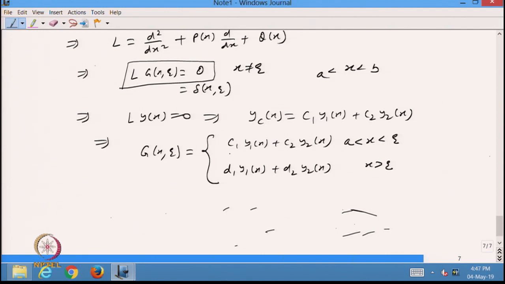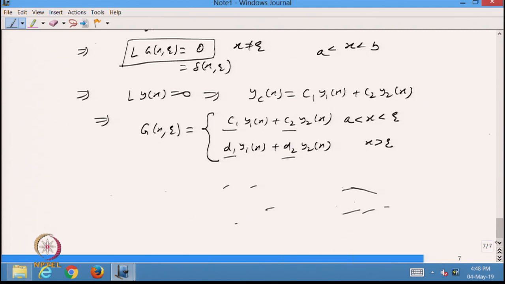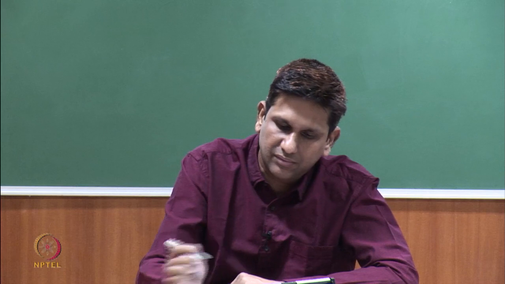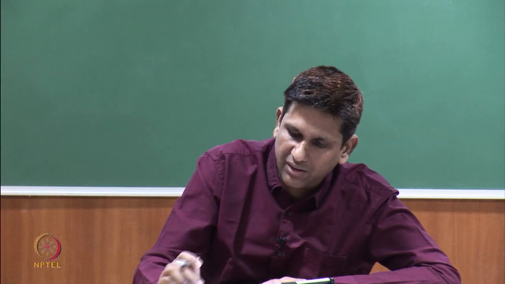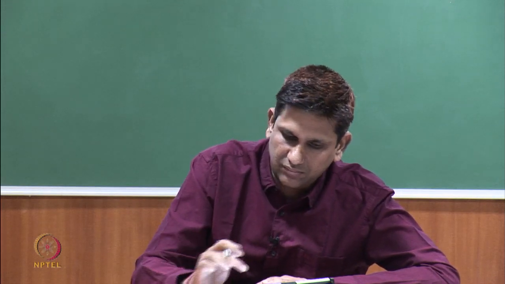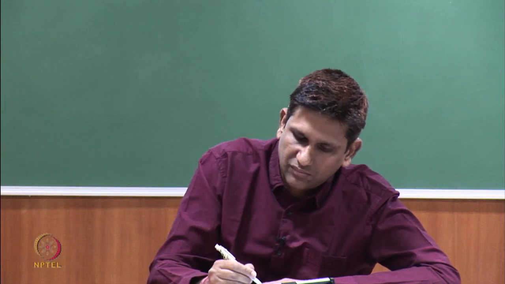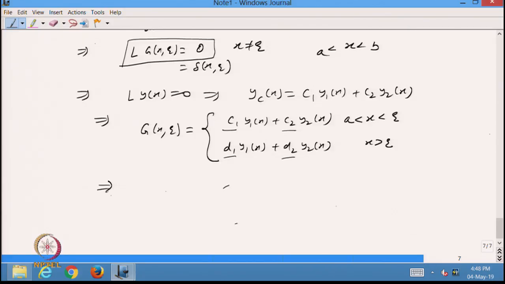Now, the question is that I have C1, C2 and D1, D2, these are the four constants we need to find out to define the given Green function. So, this one we can define with the help of the following properties of the Green function. From here, these are the properties we are going to use to find out these constants.